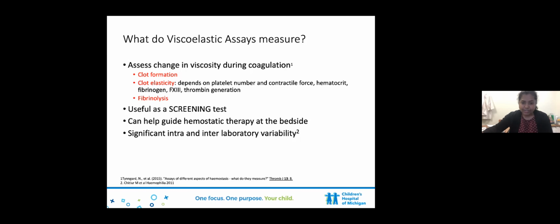I would also like to stress very clearly that this is a screening test. It can tell you where something might be wrong and where we need to look, but it cannot give you a diagnosis of a specific defect. The primary drawback of these assays has been inter and intra-laboratory variability, but I think with improvement in technology, this may no longer be an issue.